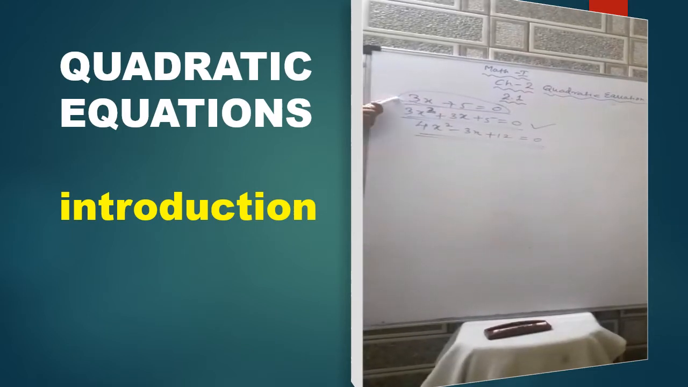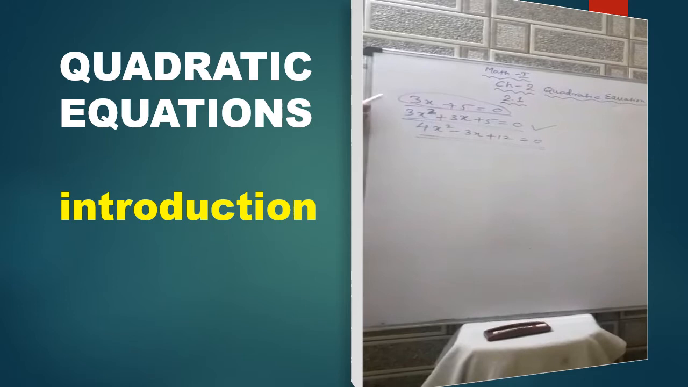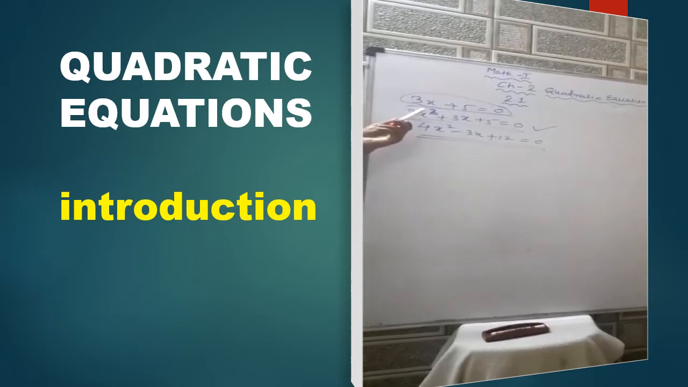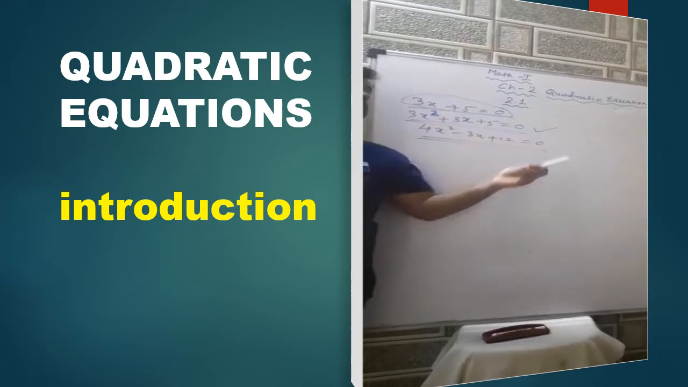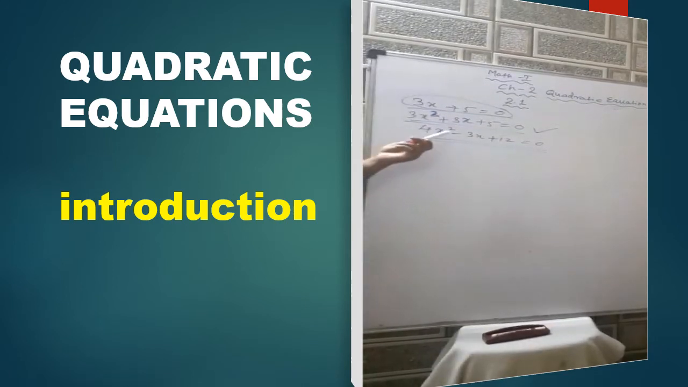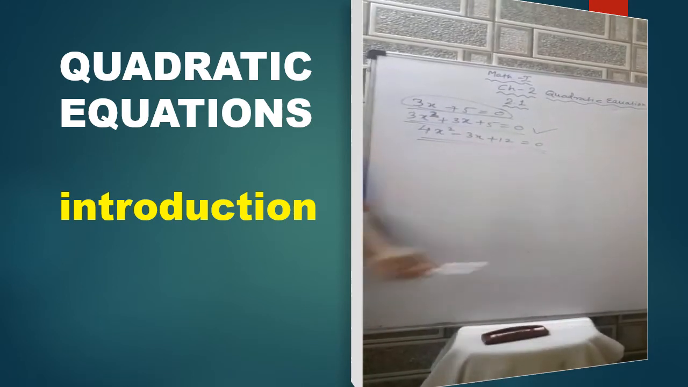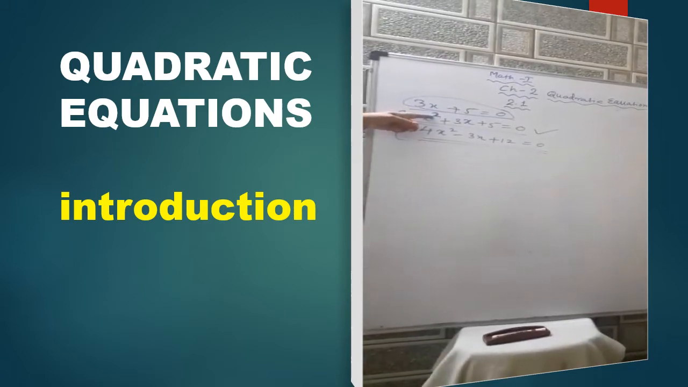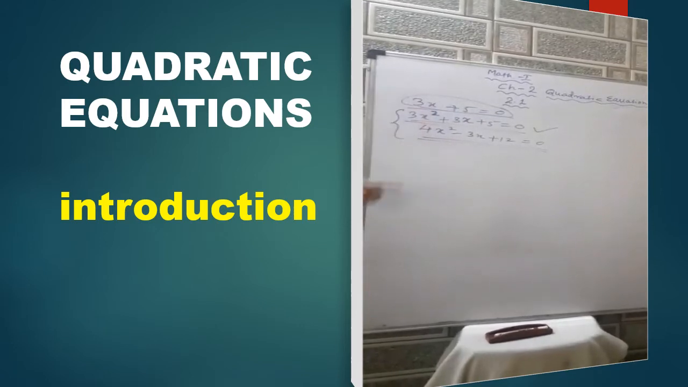Here, three equations are written on the board. 3x plus 5 equals 0 is known as a linear. 3x square plus 3x plus 5 is known as a quadratic. 4x square minus 3x plus 12 is also known as a quadratic. So these two are the quadratic equation. As we know, if the highest degree is 2, it's known as a quadratic equation. If it has degree 1, it is known as a linear equation. If it is more than 2, it's known as a polynomial.